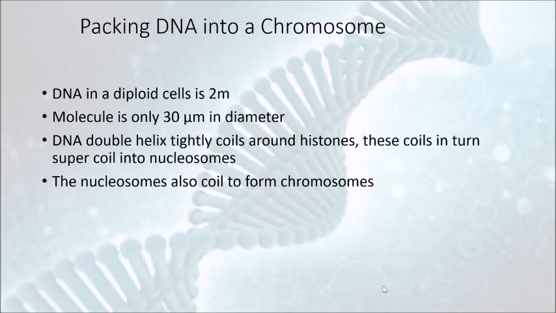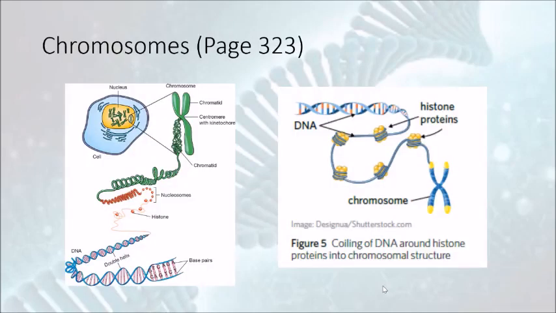So DNA in a diploid cell is about 2 meters long. The molecule, though, is very, very skinny, only 30 micrometers or 30 millionths of a meter in diameter. So how is it packaged into a chromosome? It supercoils around histones. These histones supercoil on top of themselves to form a nucleosome. The nucleosomes then coil again to form chromosomes. So basically coils are coiled around coils, which are coiled around coils, and that leads to a chromosome. It's kind of how it works.